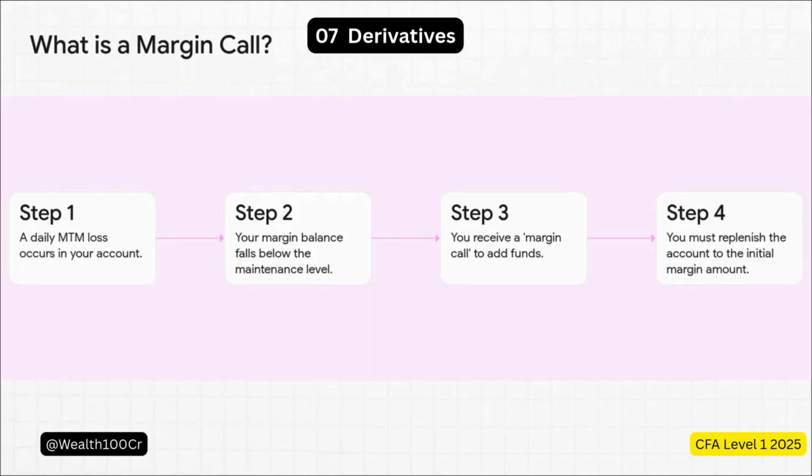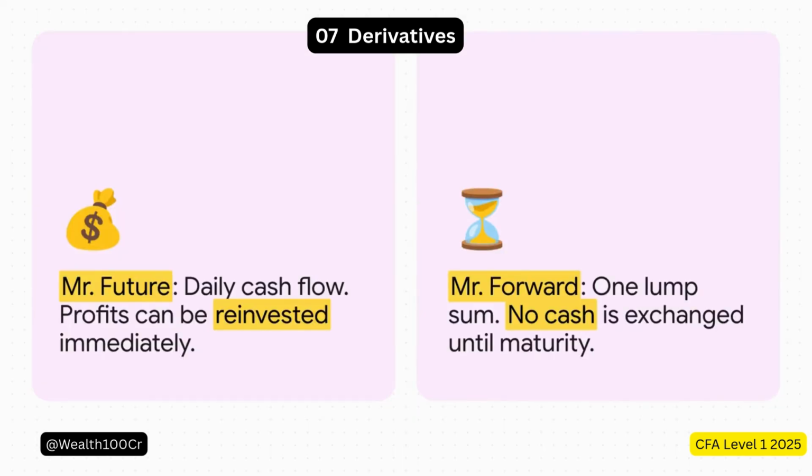So what happens if your safety deposit, your margin account, becomes too low because of some daily losses? You will get something called a margin call. Now, this name sounds a little scary, but do not worry. It is just like when your prepaid mobile balance is low and you get a message. It is simply a notice asking you to please top up your account back to the original level. That is all.